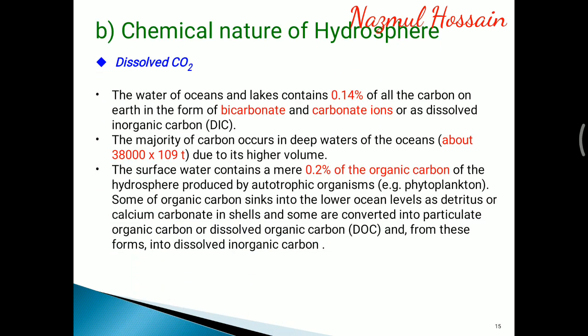Chemical nature of hydrosphere. Now we will discuss dissolved carbon dioxide. The water of oceans and lakes contains 0.14% of all the carbon on the earth in the form of bicarbonate and carbonate ions, or as dissolved inorganic carbon, DIC. The majority of carbon occurs in the deep waters of the oceans due to their higher volume. The surface water contains a mere 0.2% of the organic carbon of the hydrosphere produced by autotrophic organisms.